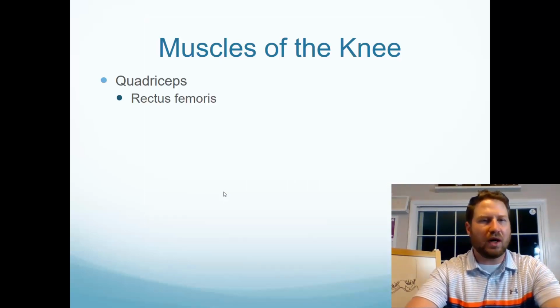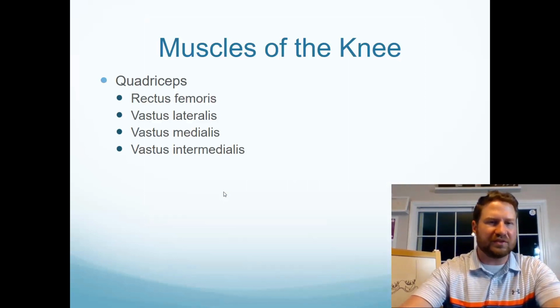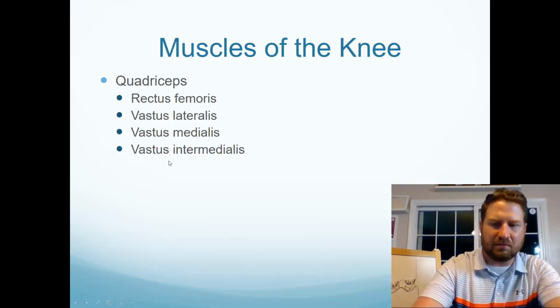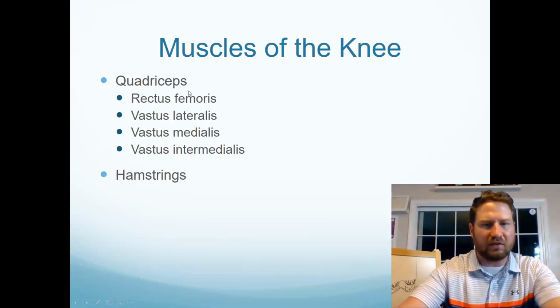All right, muscles, quads, four quadriceps. Your rectus femoris crosses the hip joint. Everything else is a one joint muscle. Your vastus lateralis, your vastus medius, and your vastus intermedius. Your vastus intermedius is the most deep. It's underneath your rectus femoris.